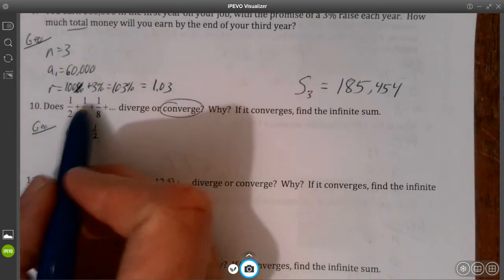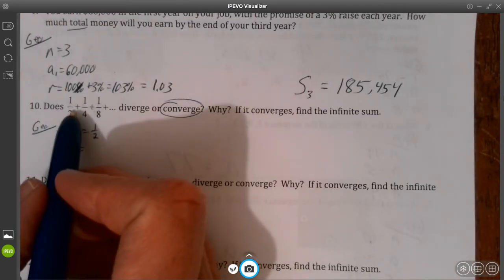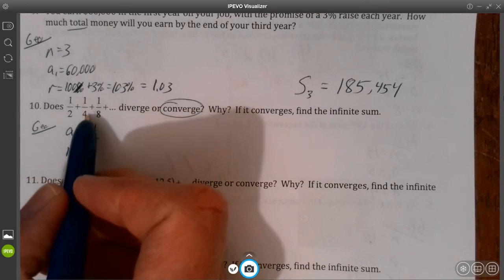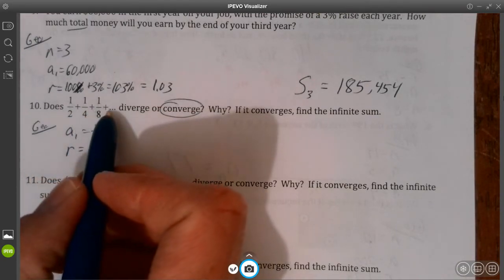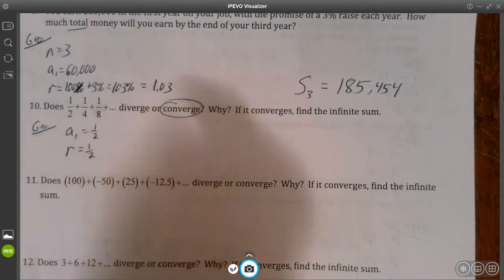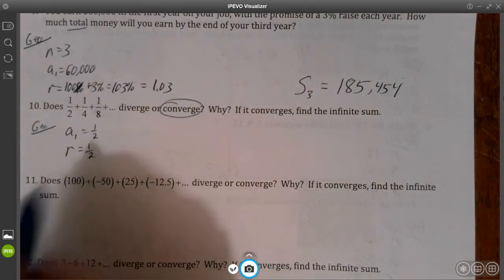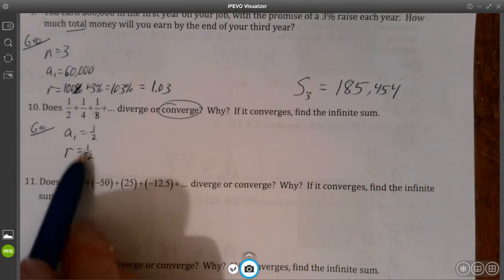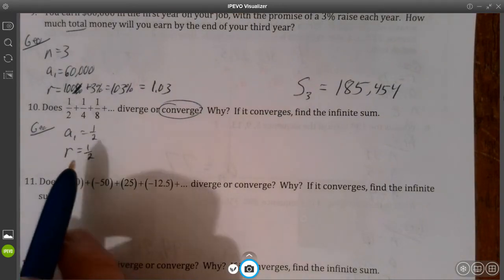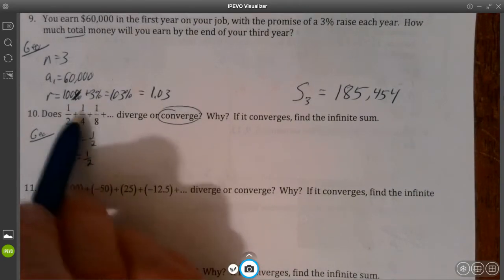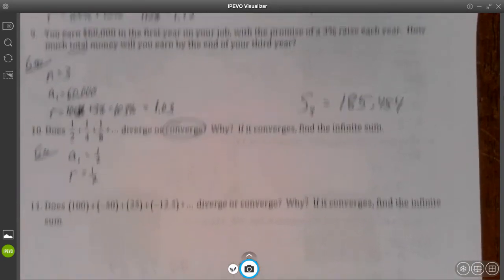1/2 times something gives me 1/4. Actually, 1/2 times 1/2 gives me 1/4, times 1/2 gives me 1/8, times 1/2. So r is a half. Because this number is between -1 and 1, this series is going to converge because it's geometric.